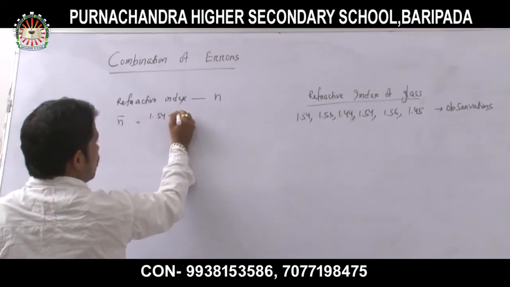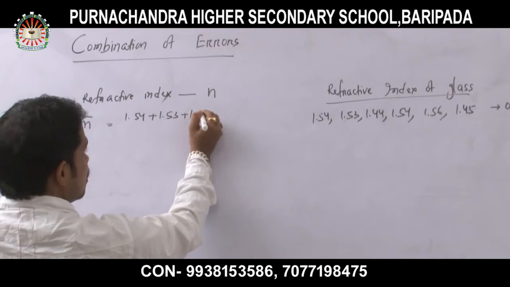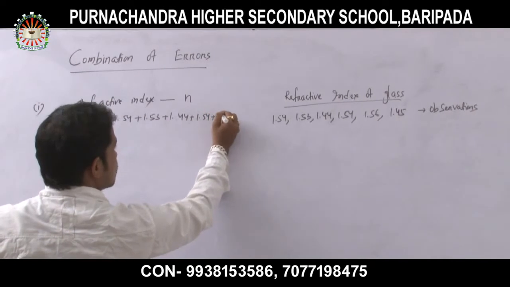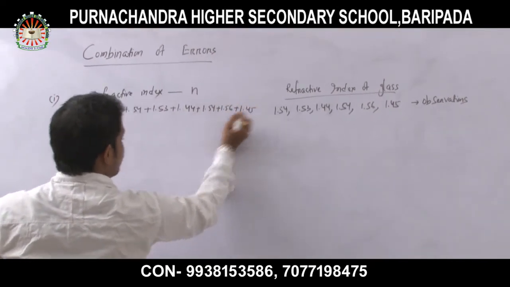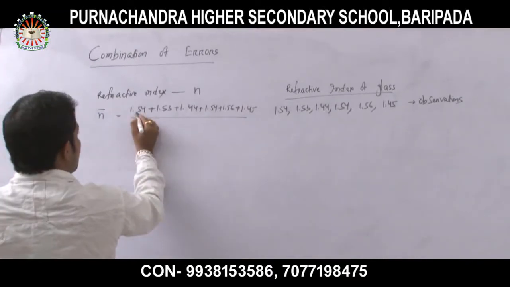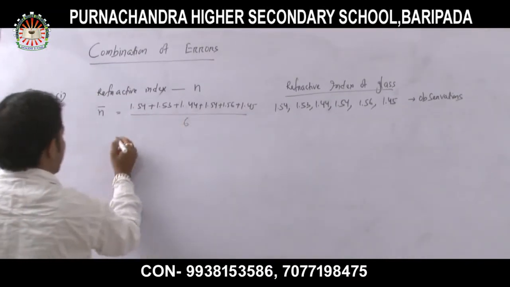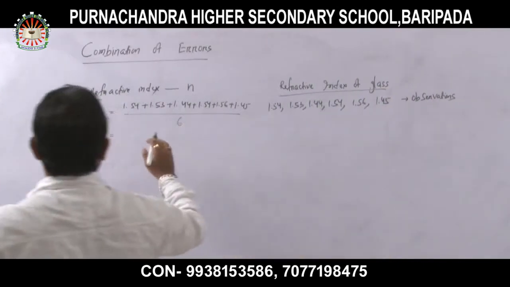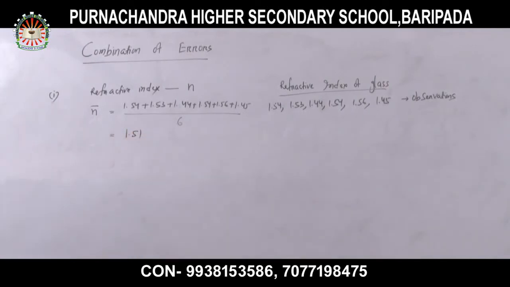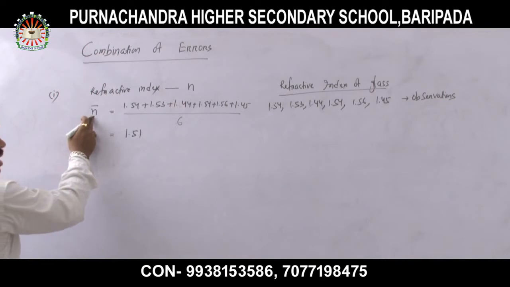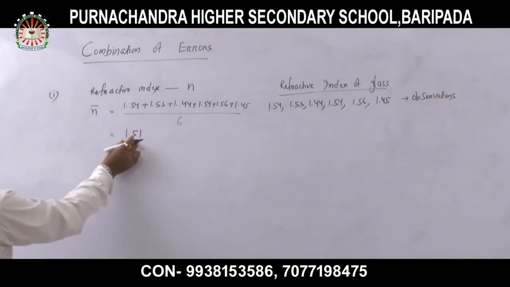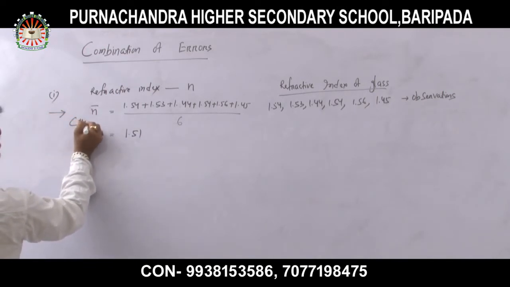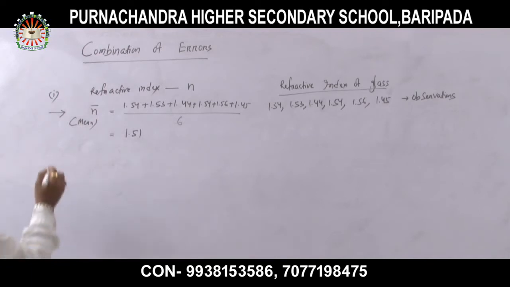n bar is 1.54 plus 1.53 plus 1.44 plus 1.54 plus 1.56 plus 1.45, divided by the number of observations, 1, 2, 3, 4, 5, 6. If you calculate the value, you will get the mean of the refractive index of glass as 1.5. Very simple. So the first part is over, that is the mean of the refractive index.